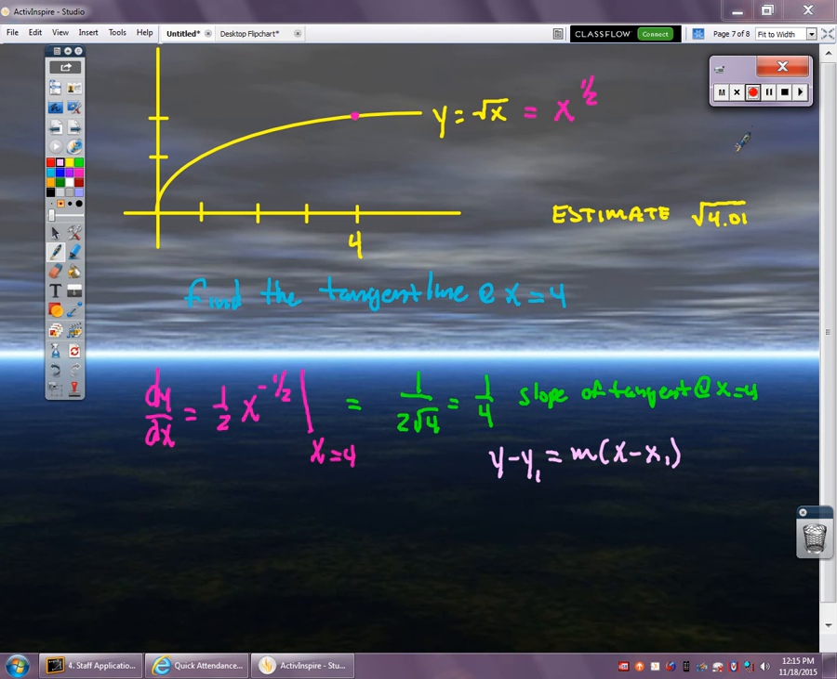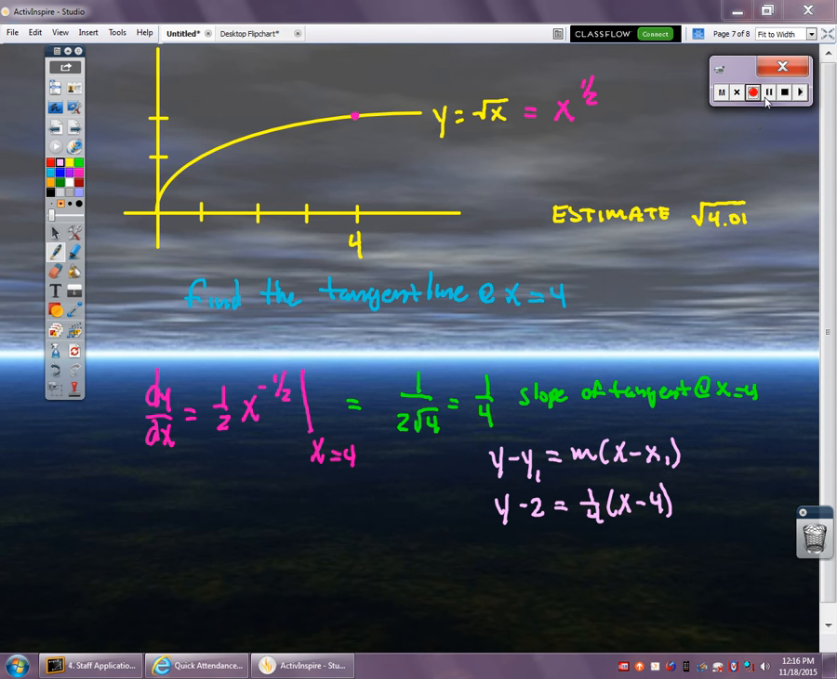And then to find the tangent line, I'm using the equation in pink. y minus y1 equals m times (x minus x1). I already have my x1 and y1 values. I'm trying to find the tangent line at x equals 4. So x1 equals 4. y1 is going to be the square root of 4, or 2. Go ahead and plug in your slope for m while you're at it. You get y minus 2 equals 1/4 (x minus 4).